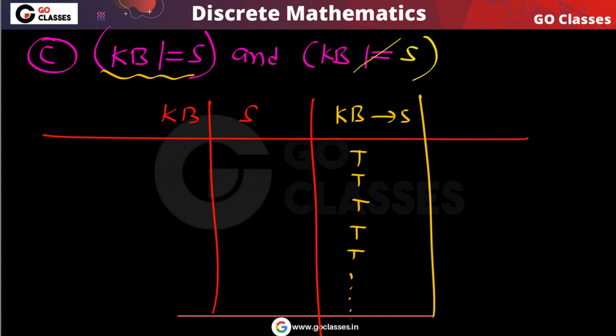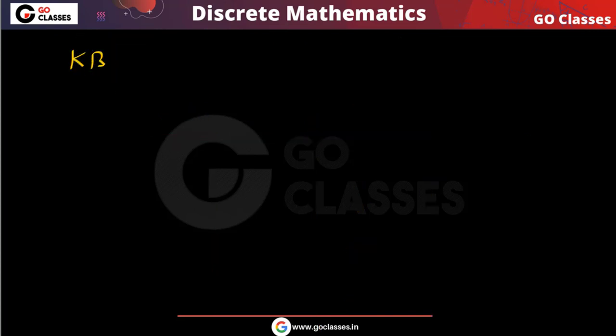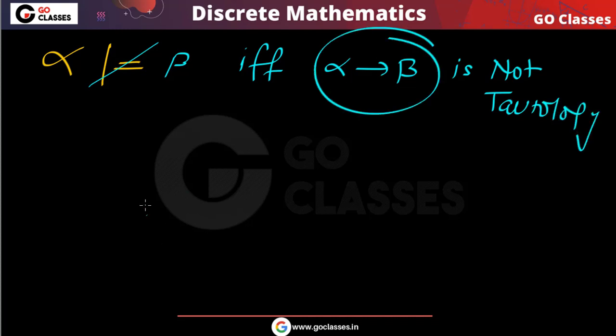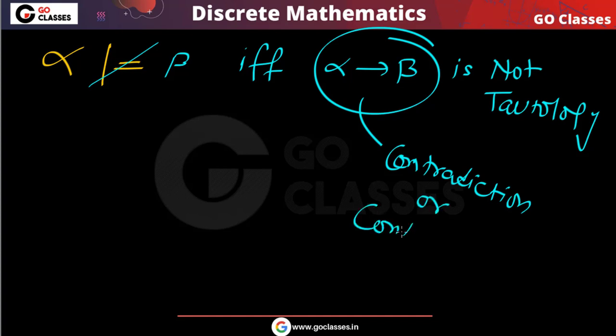Now, knowledge base does not infer S, what does it mean? For example, alpha does not infer beta. This simply means that alpha implies beta is not a tautology. So it can be a contradiction or a contingency. Not a tautology simply means either contradiction or contingency.